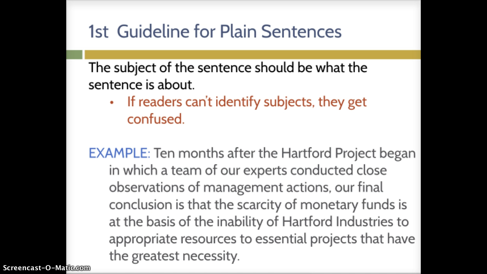The first guideline for plain sentences is that the subject of the sentence should be what the sentence is about. If readers can't identify subjects, they get confused. Here's an example of a very confusing sentence. 10 months after the Hartford project began, in which a team of our experts conducted close observations of management actions, our final conclusion is that the scarcity of monetary funds is at the basis of the inability of Hartford industries to appropriate resources to essential projects that have had the greatest necessity. This sentence is very long, and it's hard to even see where the subject might be in that sentence.